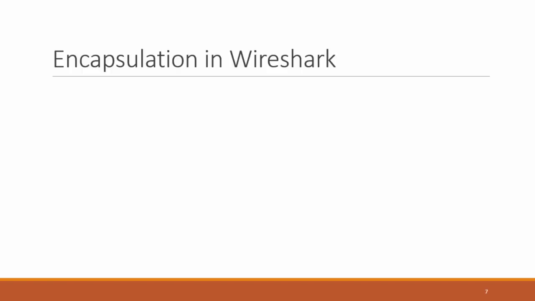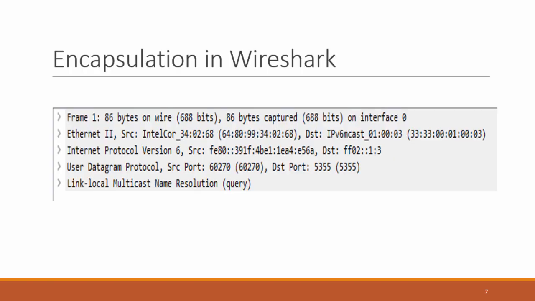Encapsulation. We now want to look at this in Wireshark. As this image shows, we have the data all encapsulated within the frame. This is followed by the Ethernet, and then the IP, followed by the encapsulated protocol, which in this example is UDP. This shows us how the network protocols are contained within one another.